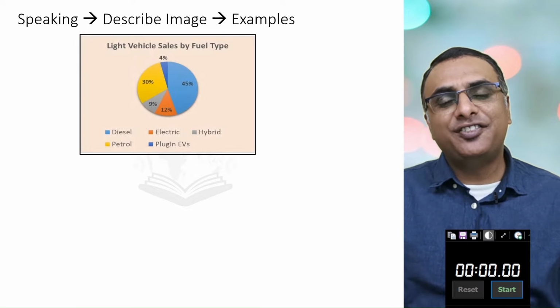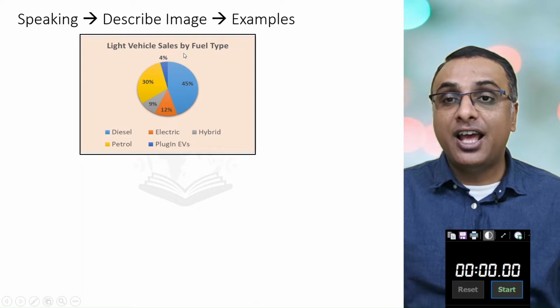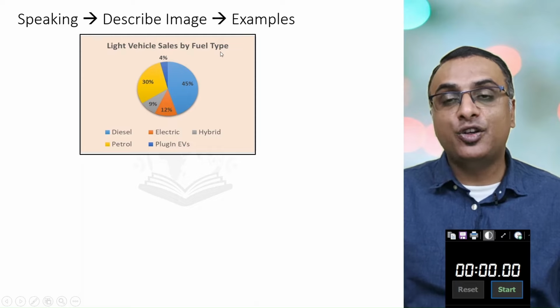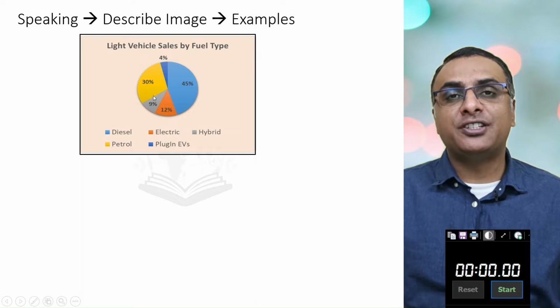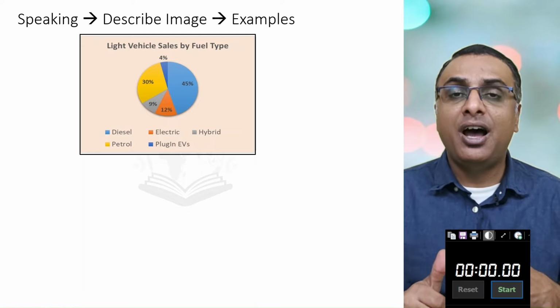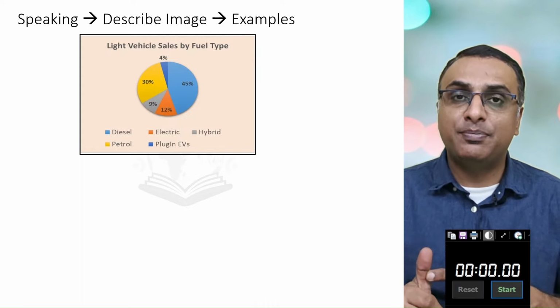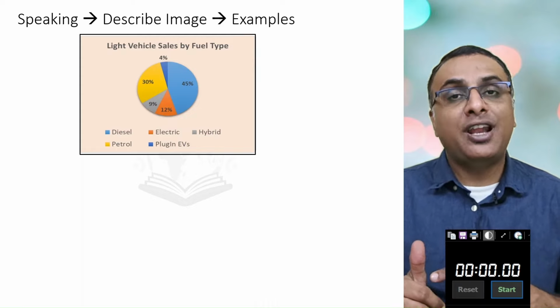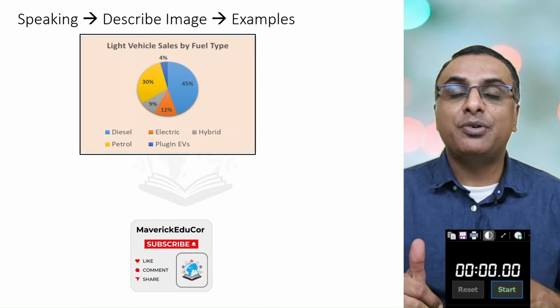Now, let's look at the first example of your describe image question, which deals with light vehicle sales by fuel type in the form of a pie chart. Before you look at my response, let's recollect a couple of things. First is, you will get 25 seconds of preparation time. After your preparation time completes, you will hear a beep sound. After that, you will have to start responding for that particular describe image question.